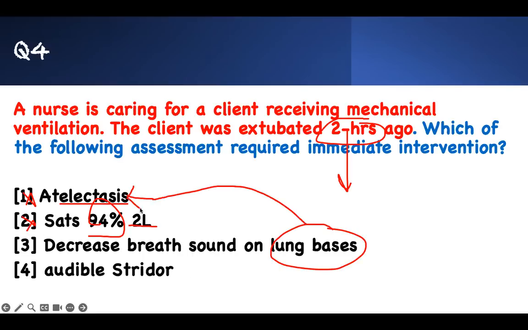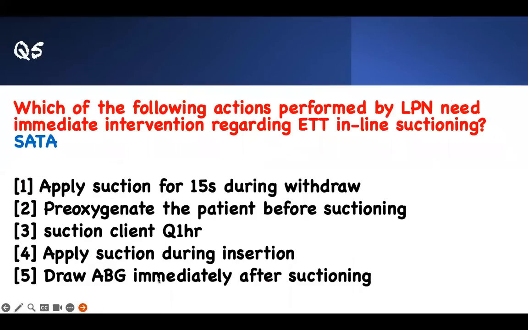That's the definition. Okay, so both of them cannot be right. Audible stridor is airway loss. That means obstruction of the airway. So number 4 is the right answer. Number 5.